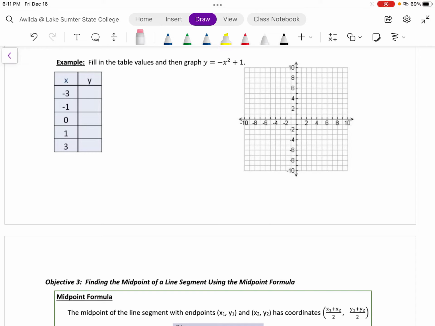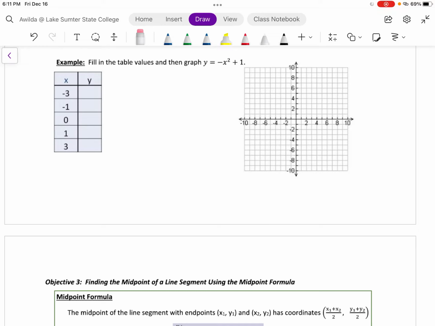And we have a table of values with some x values already picked out for us. We need to compute the corresponding y values that would create ordered pairs that are solutions to the equation. To do this, we simply substitute the given x-coordinate into the equation and find what the corresponding y-coordinate would need to be. Let's start with x equals negative 3.